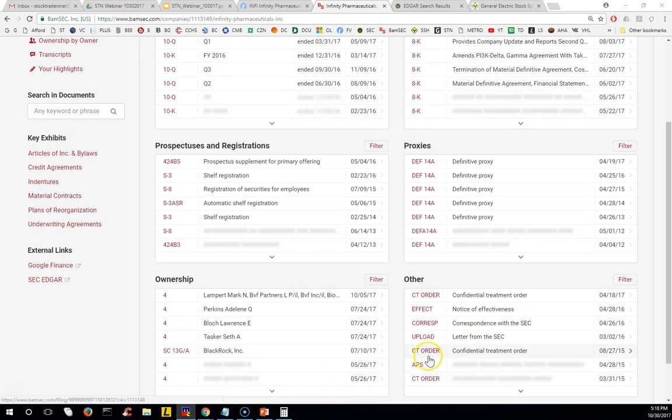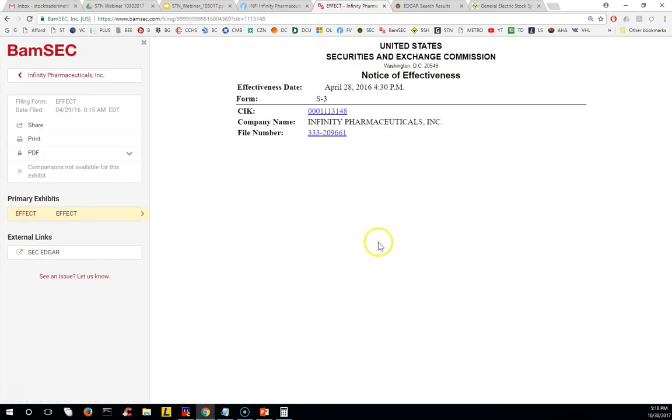I noticed right away that this company has an effect, all right? And I can tell you that it's related to this information here, prospectuses and registrations. But I want to show you that little shortcut. If you guys click on effect, and again, this is all free on BAMSEC, it's going to bring you to a page which is hosted by BAMSEC, but it's actually within the SEC.gov.